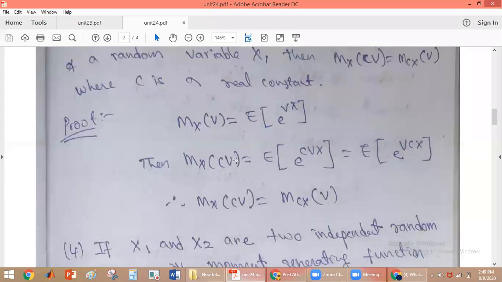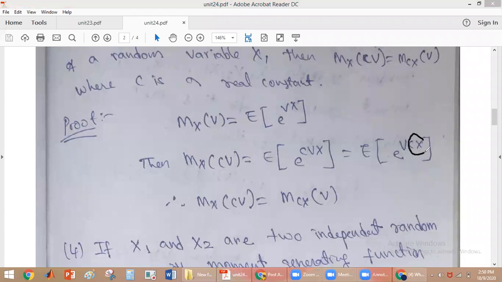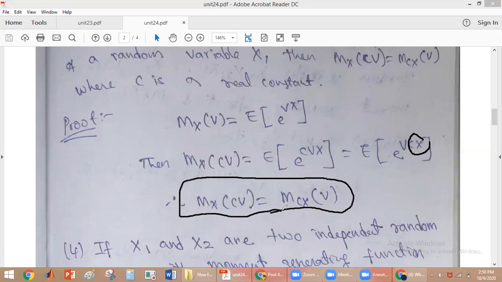Now M_X of cv is equal to what? The expected value of e power cvX, since v is replaced with cv. Now we can write it as the expected value of e power v(cX). Yes or no? We have just changed the order of multiplication here. Now you see here, in the place of X we have cX, no? So this can be written as M_cX of v. So M_X of cv is equal to M_cX of v. Okay, is it clear?